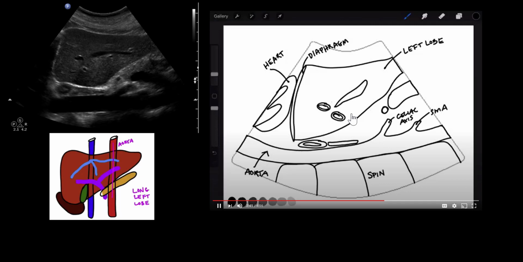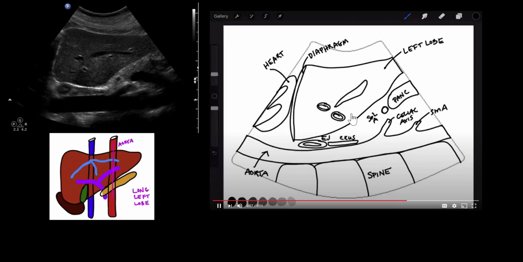Again, the spine can sometimes be seen posteriorly to the aorta. These are the vertebral bodies of the thoracic. We can again see the esophageal junction, where the esophagus meets up with the stomach, the diaphragmatic crux, the splenic artery, and the pancreas.